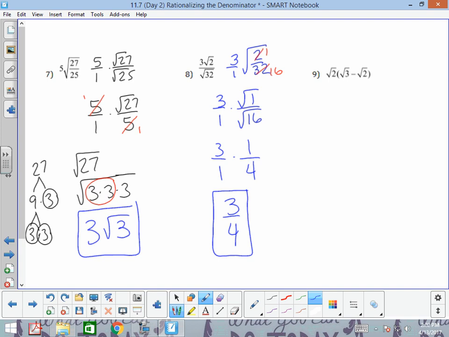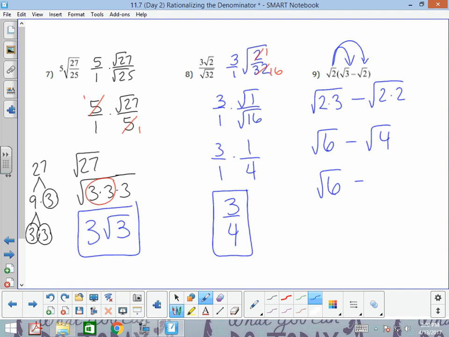All right, let's do a few distributive property problems. When we multiply the square root of 2 times the square root of 3, we're multiplying 2 times 3. So that's square root of 6. Minus square root of 2 times square root of 2, we're multiplying 2 times 2, which is the square root of 4. So square root of 6 doesn't simplify anymore, but the square root of 4 does. So that's 2. Okay, and you can't subtract those because we consider those different radicals. And we're going to look more into that in the next lesson.